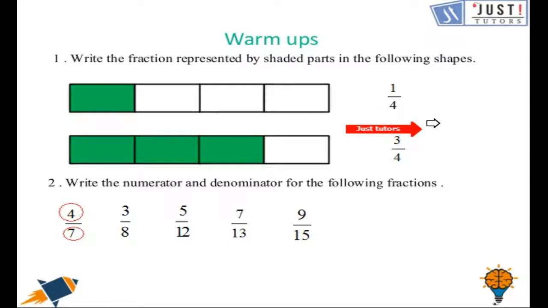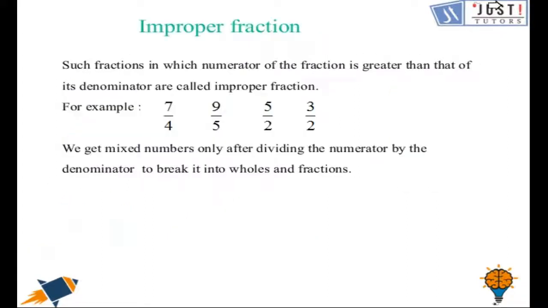Alright, now let's check the answers. In question number 1, we need to write the fraction for the shaded part. That will be 1 over 4, and this will be 3 over 4. In question number 2, we need to write the numerator and denominator. The top number will be the numerator and the bottom number will be the denominator. Pat your back for your good efforts, and congratulations if you have got all correct.